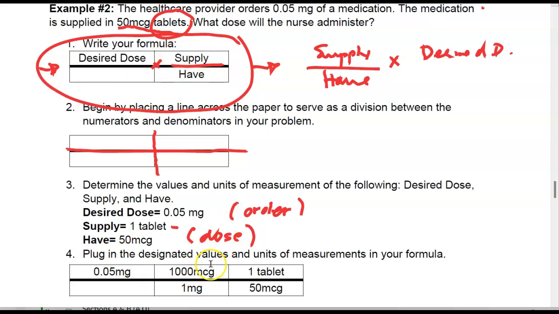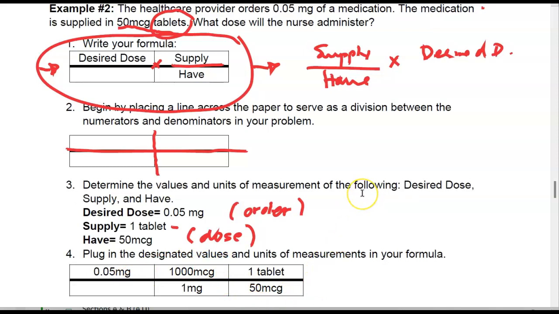So how is it supplied? It's in one tablet. And how much is in one tablet? It says it's 50 micrograms. So as you can see here, I have a little problem, right?